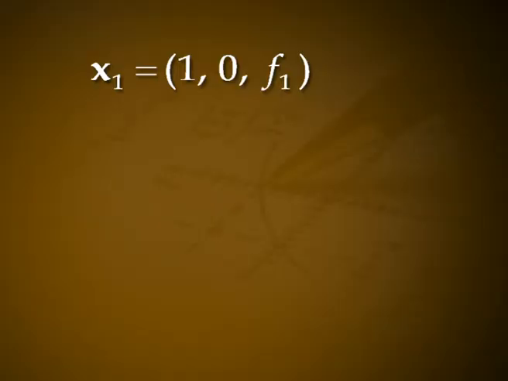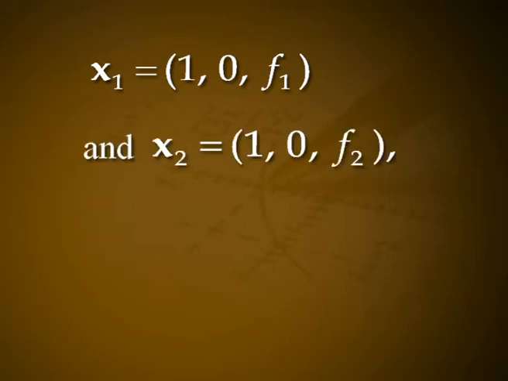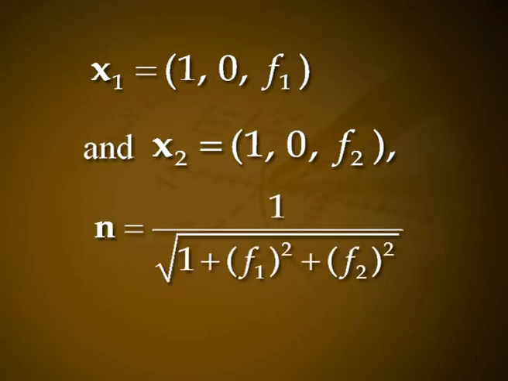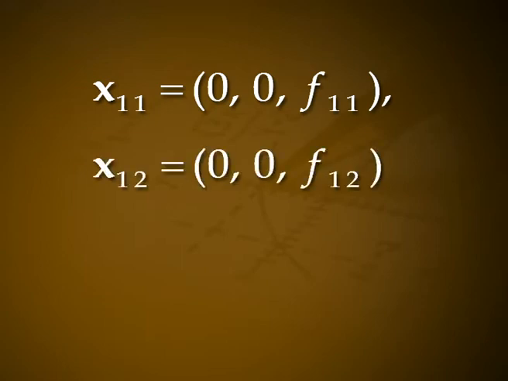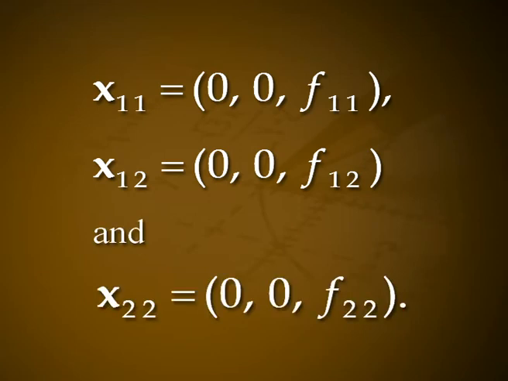We compute the coefficients of the second fundamental form and the Christoffel symbols both extrinsically and intrinsically. x1 is equal to (1, 0, f1) and x2 is equal to (0, 1, f2). n is equal to 1 by square root of 1 plus f1 square plus f2 square into (minus f1, minus f2, 1). x11 is equal to (0, 0, f11), x12 is equal to (0, 0, f12) and x22 is equal to (0, 0, f22).